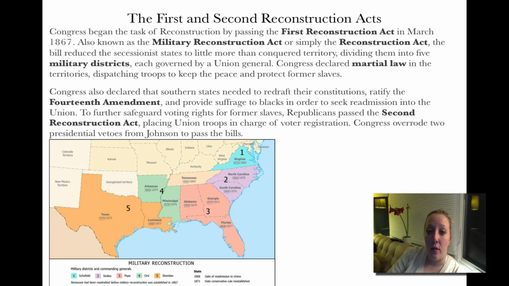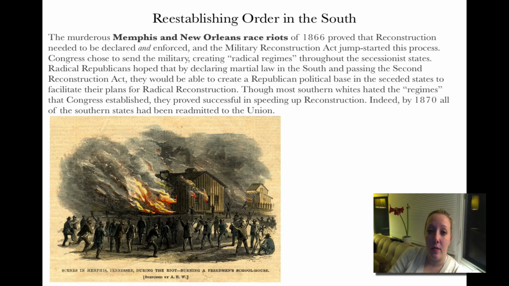To further safeguard voting rights for former slaves, Republicans passed the Second Reconstruction Act, placing Union troops in charge of voter registration. Congress overrode 2 presidential vetoes from Johnson to pass the bills. The murderous Memphis and New Orleans race riots of 1866 proved that Reconstruction needed to be declared and enforced, and the Military Reconstruction Act jump-started this process. Congress chose to send the military, creating radical regimes throughout the secessionist states.